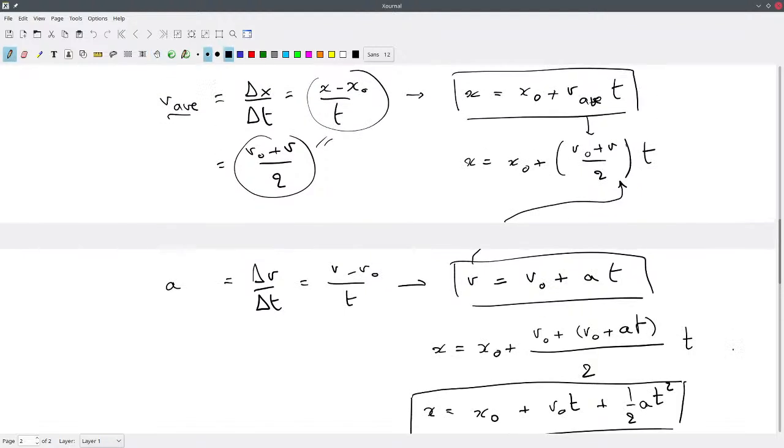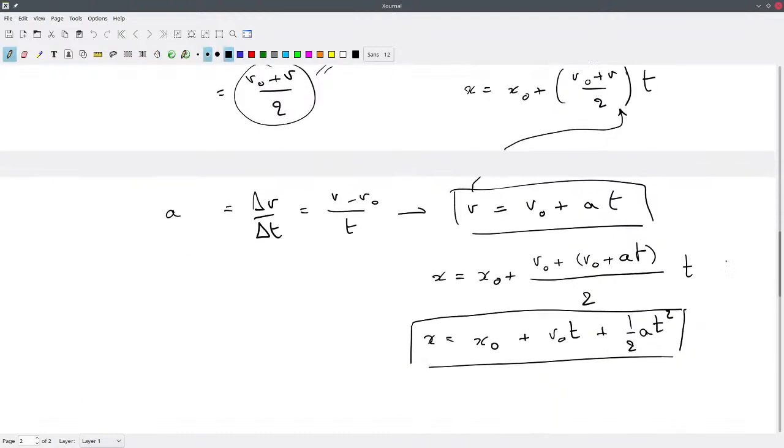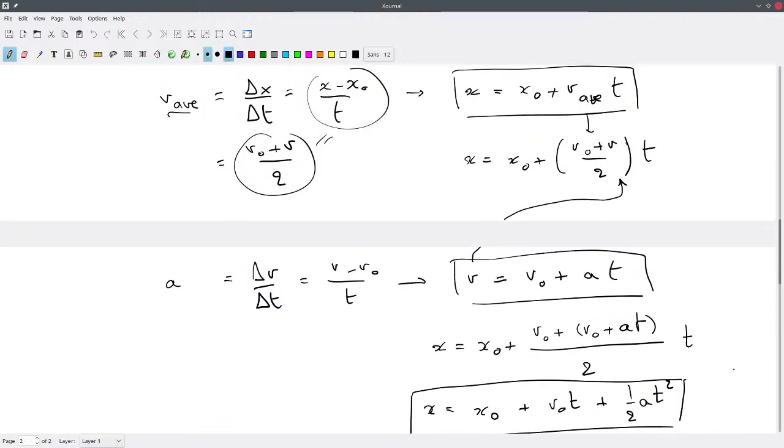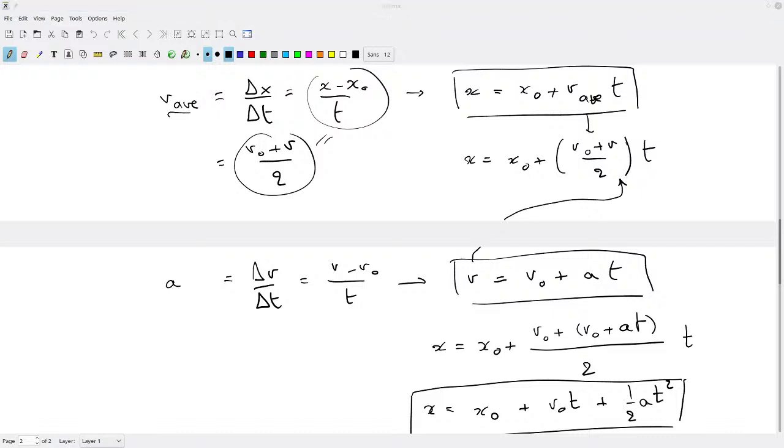So the first one gives us x as a function of the original position and the average velocity as a function of time. Then here we have the velocity in terms of the initial velocity, the acceleration, and time. And now we have the position in terms of the initial position, the initial velocity, the acceleration, and time. Those are going to be important equations to keep in mind, because these are the ones that we're actually going to have to use to solve problems.